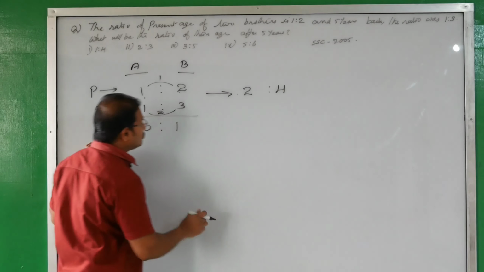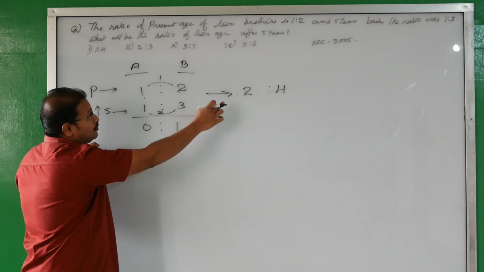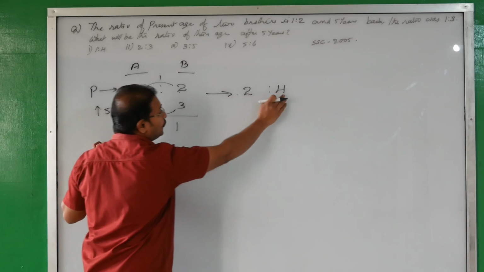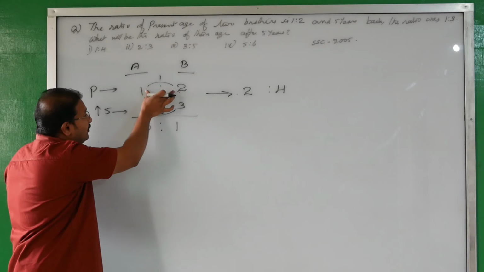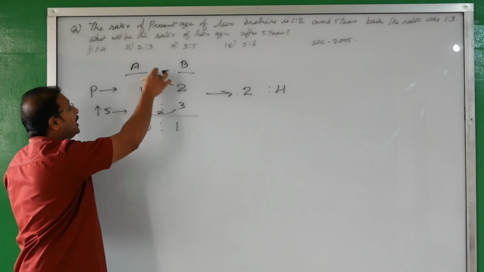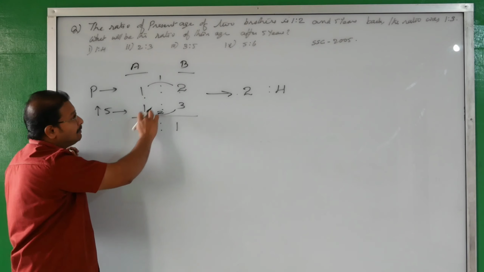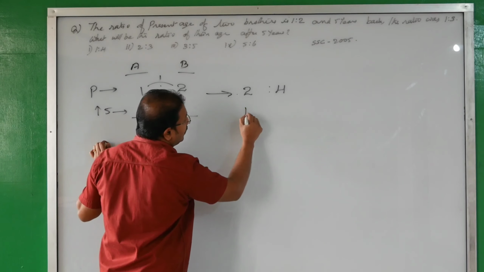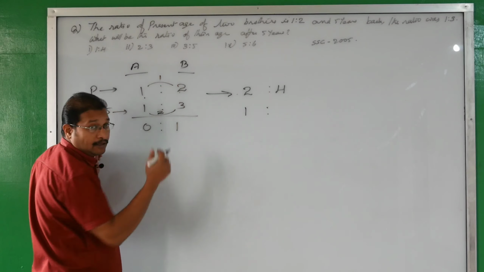Ready? So what have I done? 2 into 1, 2. 2 into 2, 4. Next step, this difference is 1. This 1 I will bring to the downside and multiply. That means 1 into 1, 1. 1 into 3, 3.